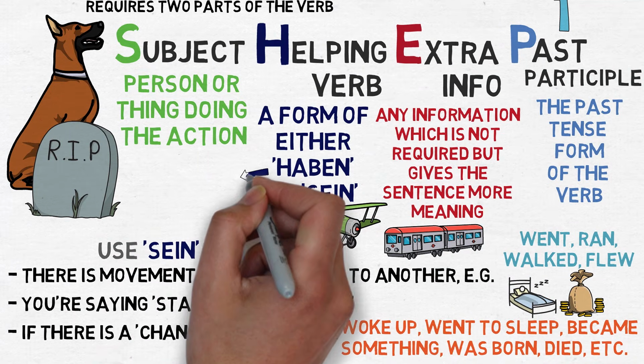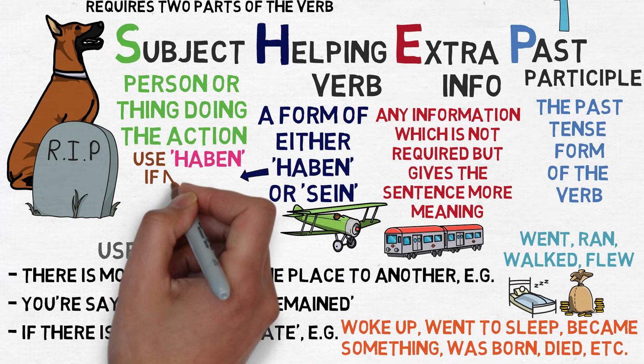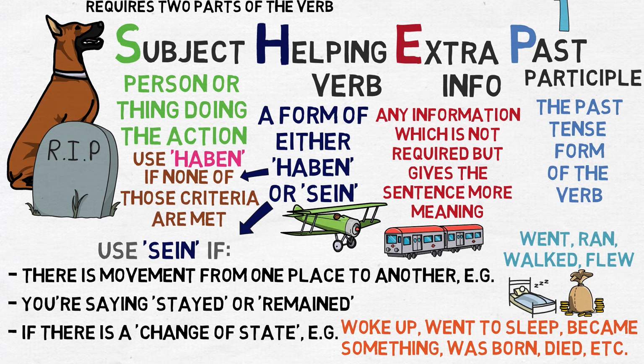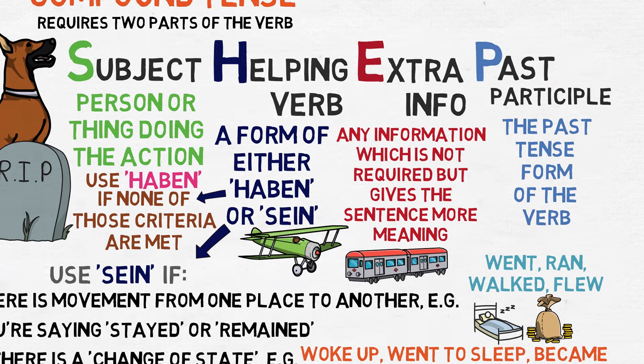If none of the above criteria are met, use the verb haben as the helping verb. This will be the most common helping verb to use in the perfect tense. Now you have your S and H, and if you're confident writing an extra information section by using nouns, prepositions, adjective endings and cases, you need to learn the past participles.